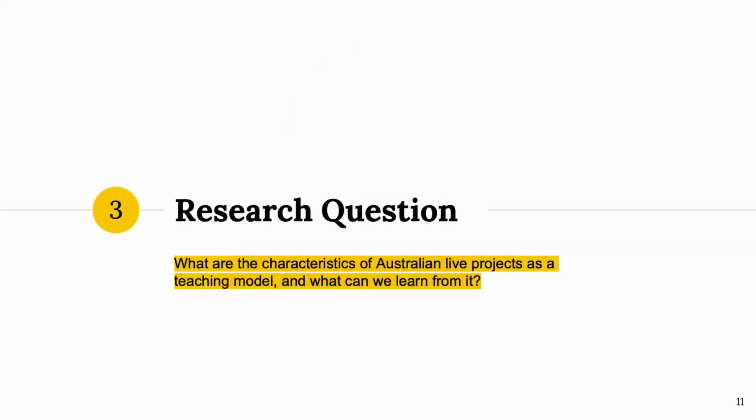With this in mind, our paper aimed to explore the characteristics of Australian live projects as a teaching model and what we can learn from it. This paper investigated live projects as a form of social and contextual learning, a community of practice, co-constructed knowledge, and professional identity.